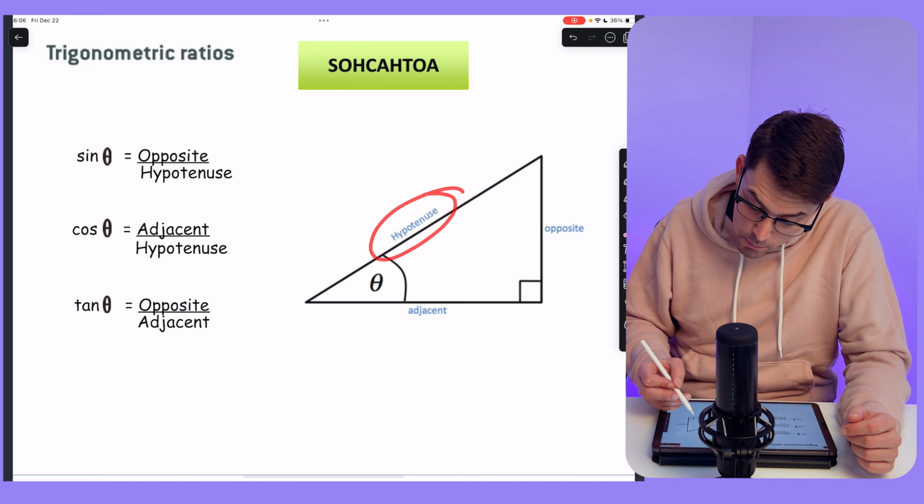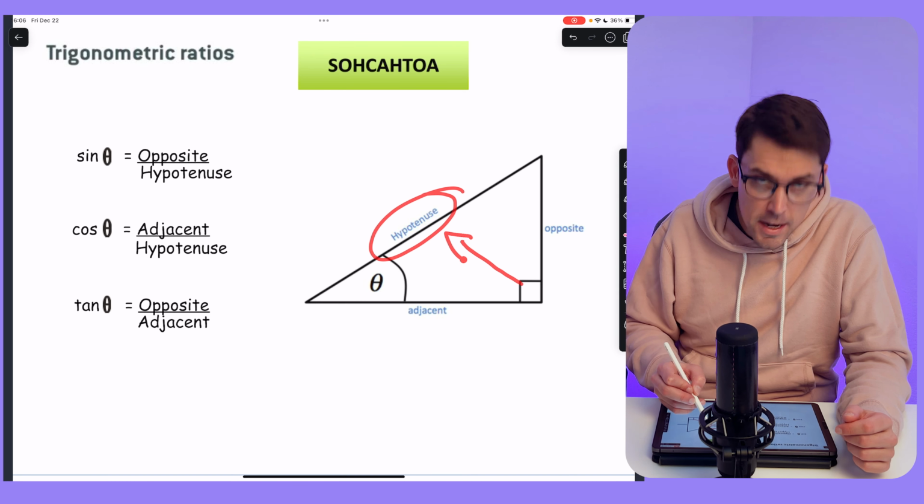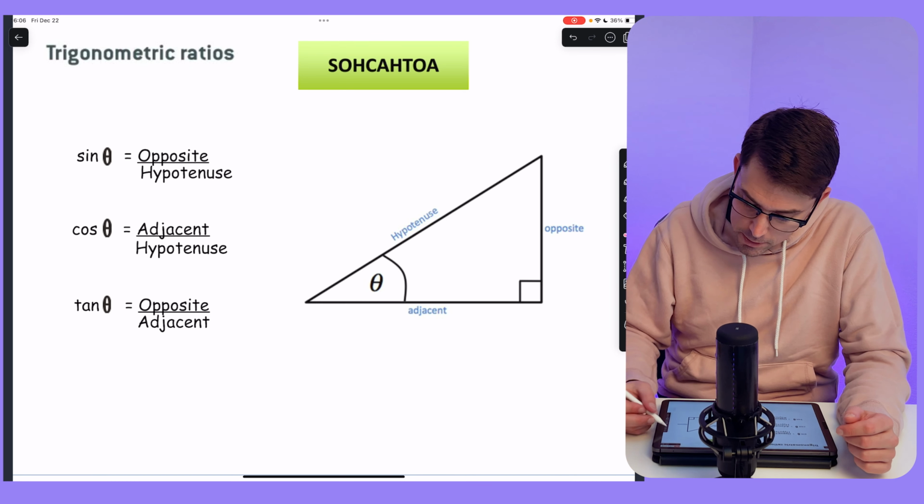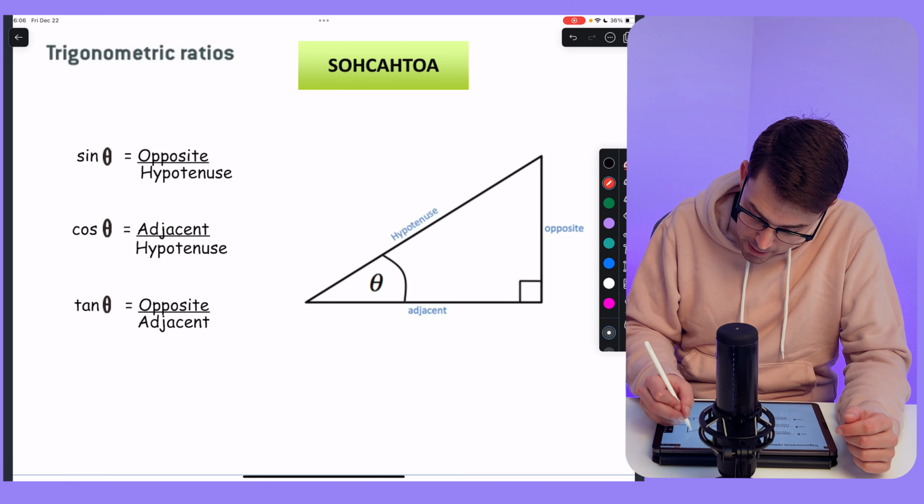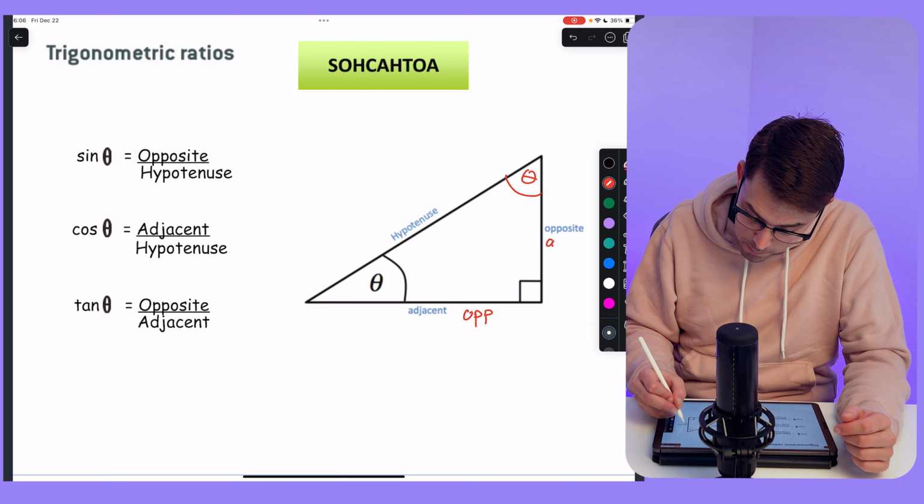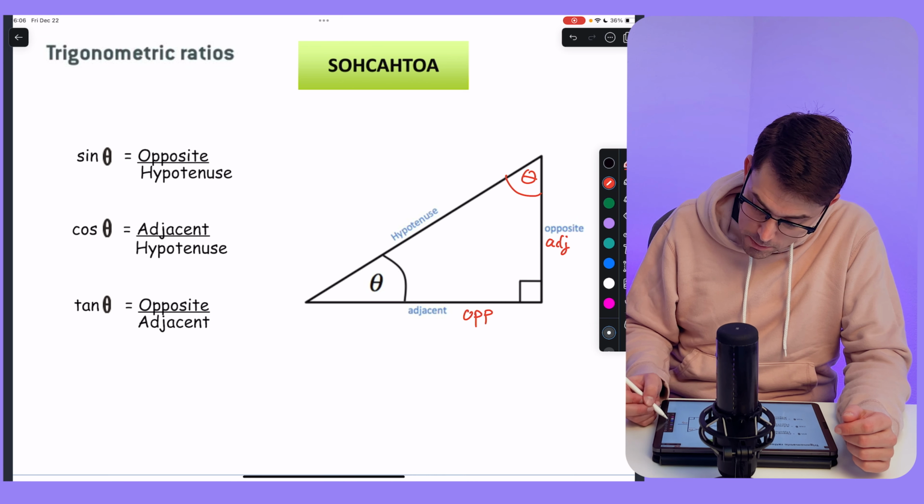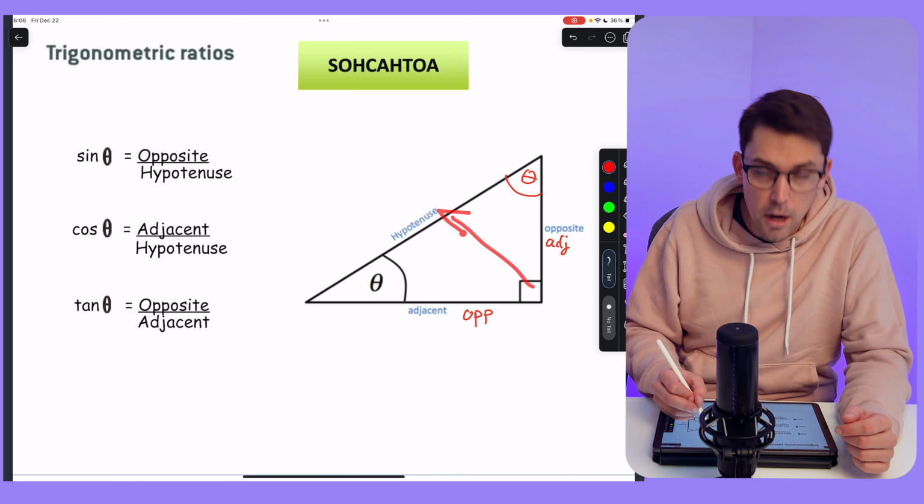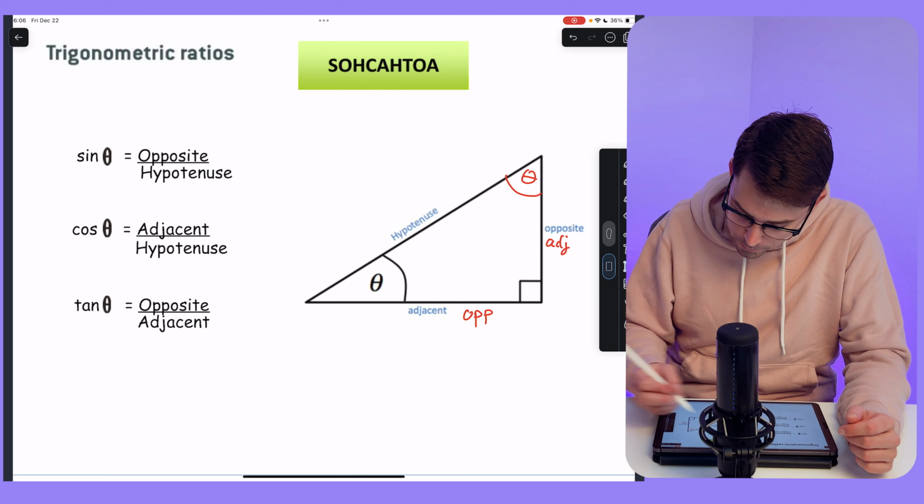And the hypotenuse, as we all know, is the opposite of 90. This is going to be true every single time. If I was to put my theta here, this would actually be my new opposite, and this would be my new adjacent. But my hypotenuse would stay the same because it's always the opposite of the 90-degree angle.